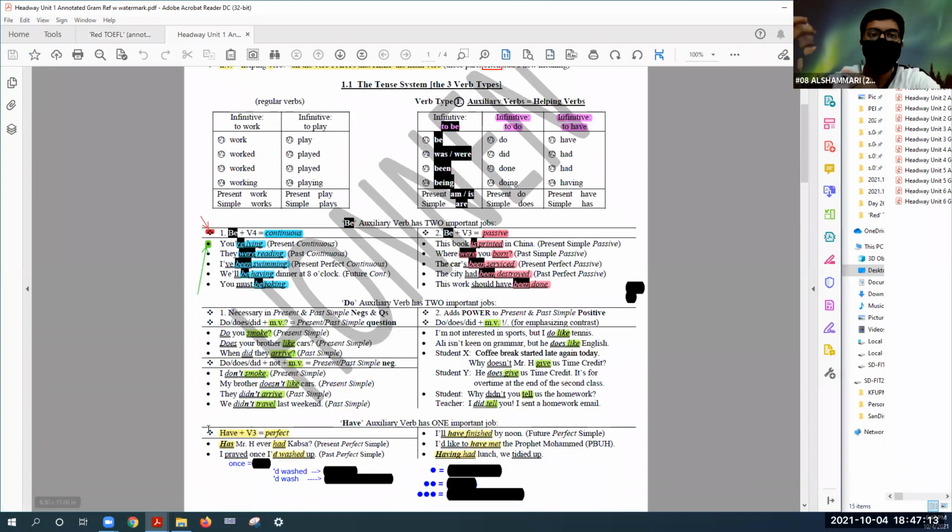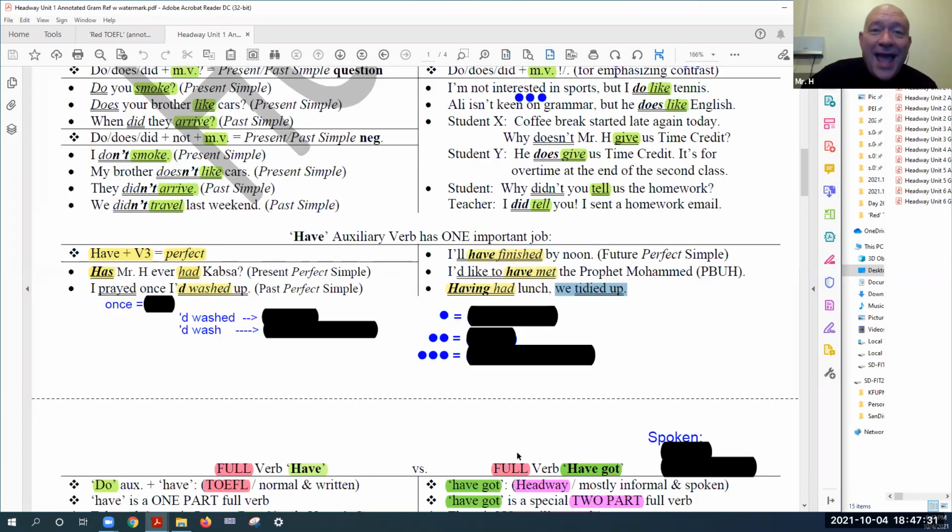Yeah, there we go. And when we did this in class, somebody asked me, what does that mean? Having had lunch. This example is a reduced adjective clause. After you reduce it, then you can put it at the beginning.